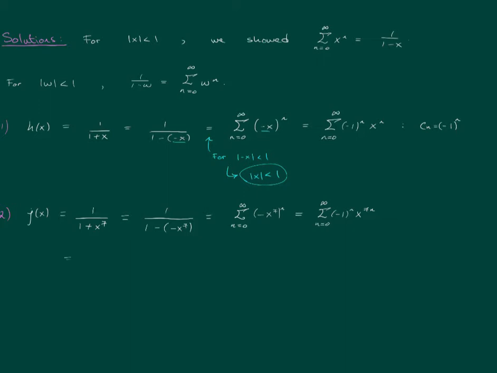Now this is 1 minus x to the 7 plus x to the 14, and so on. This is not the same as the other power series we looked at. It's not x to the n, it's x to the 7n, so we have to be a little bit more careful.